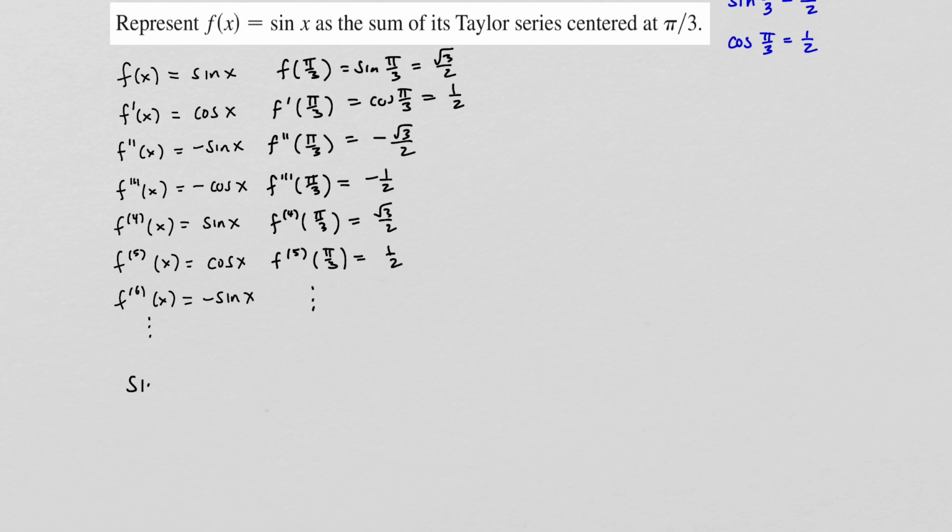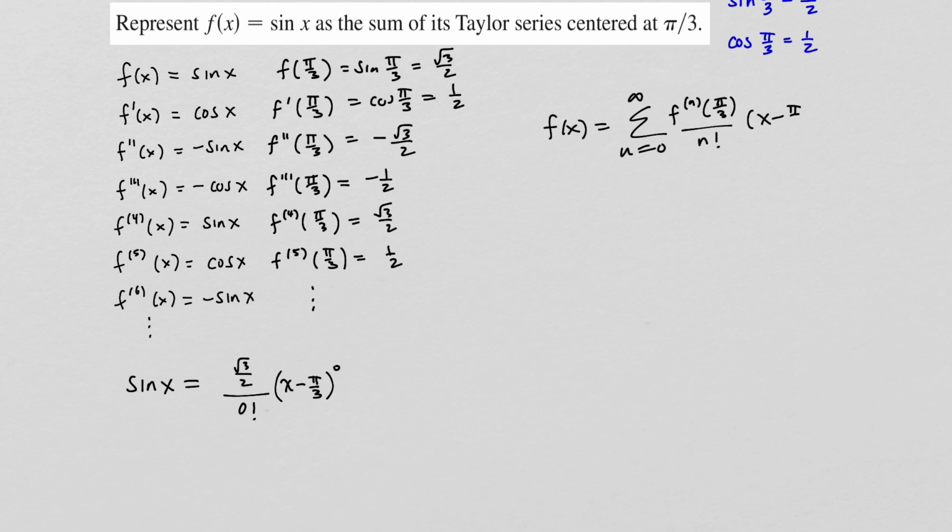Well, the Taylor series for sine of x, we take the 0 derivative, which is the function itself, evaluated at pi over 3, so that's going to be radical 3 over 2. We divide that by 0 factorial, and then it's going to be x minus pi over 3 to the 0. So remember, your formula for f of x is a little bit different now. It is the sum n equals 0 to infinity, the nth derivative evaluated at a, which in this case is pi over 3, divided by n factorial, and then times x minus pi over 3 to the nth power.